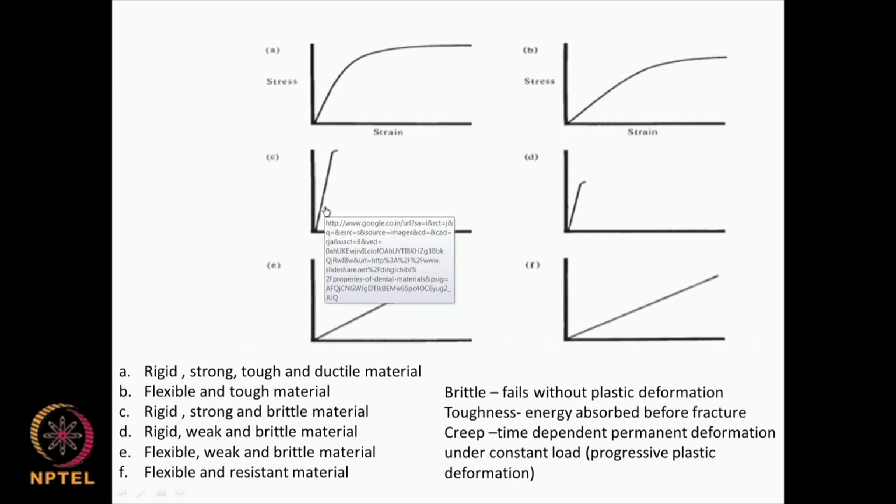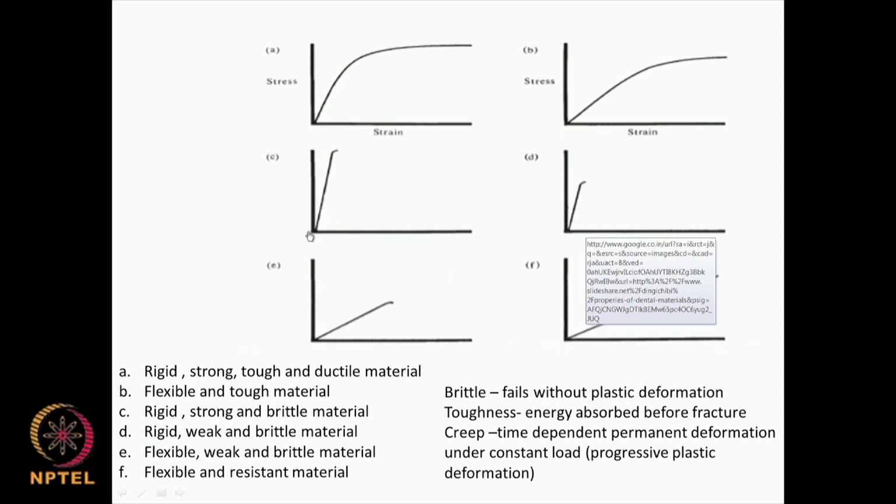Now, see, it is a brittle material. It is rigid, strong, but it is a brittle material. Look at this D, it is not as big as this. So, rigid, weak, brittle material. If you look at E, flexible, weak and brittle material, and if you look at F, flexible and resistant material. So, what is this?